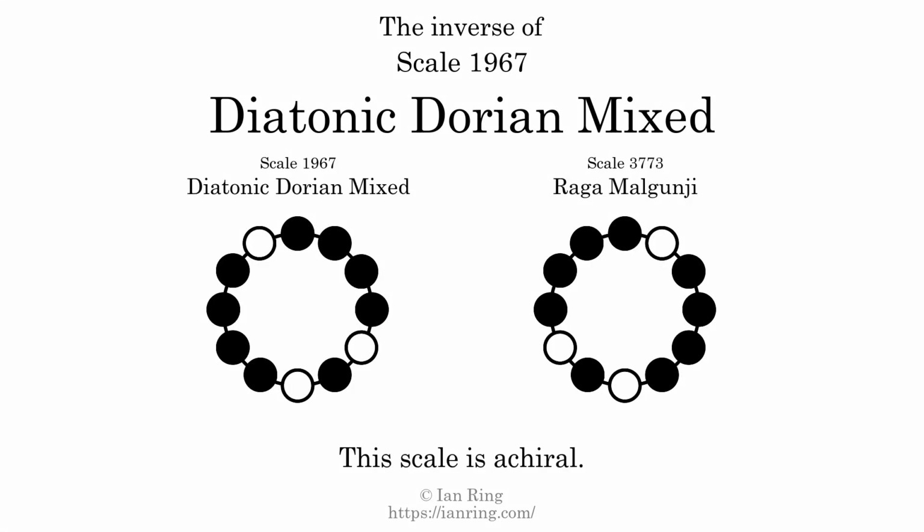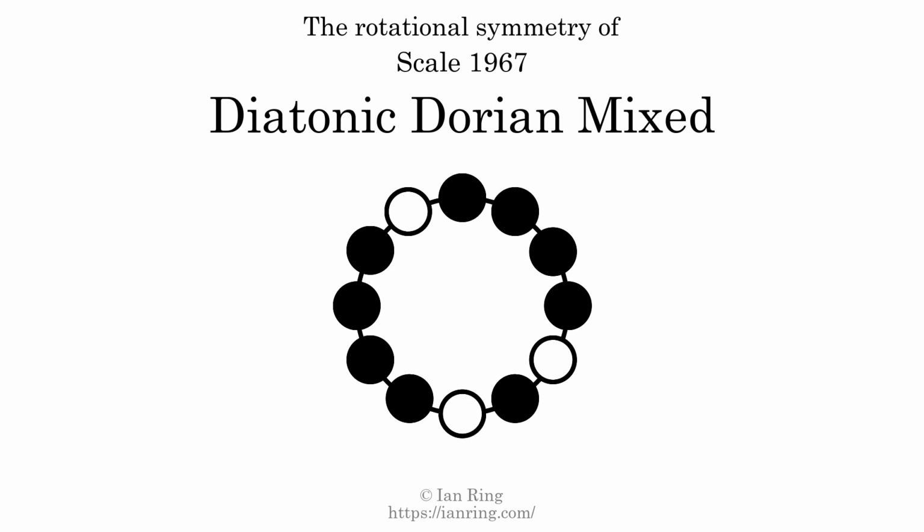The inverse of a scale is a mirror image. It is what you get when the sequence of intervals is reversed. The inverse of this scale is scale 3773, also known as Raga Malgunji. This scale is achiral, since it can transform into its own reflection by a rotational transformation. This scale has no rotational symmetry.